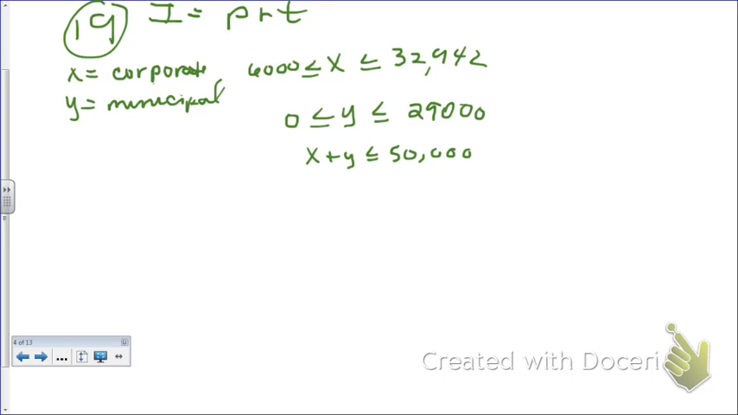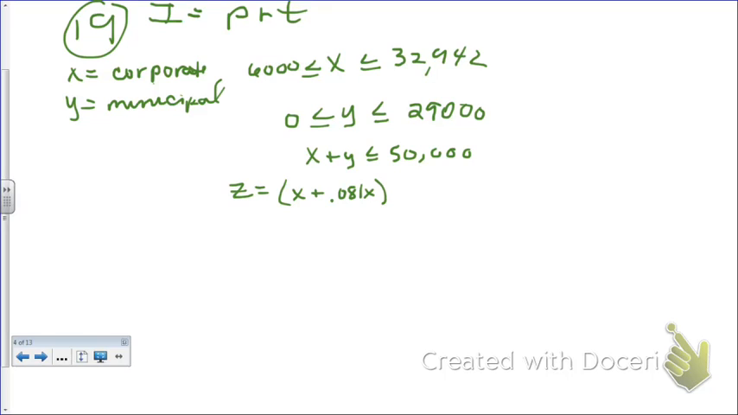Now the tricky part to this is figuring out what the optimum function is. And so he wants to maximize the value of his investment. So when we're talking about value investment, we're talking about what he invests plus the interest. So he invested X dollars in corporate bonds, and on top of that, he received 8.1% interest for that. So that's 0.081.